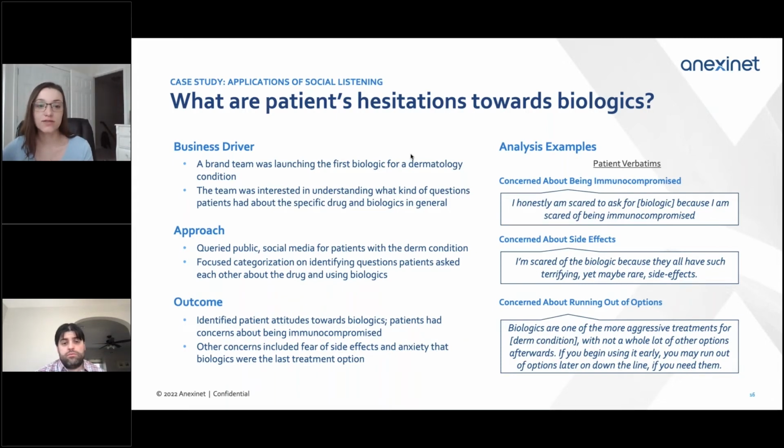So our analysts sorted patient questions into several categories about biologics, treatment administration, side effects, and treatment access. We found that the top themes generated by patients themselves were primarily about becoming immunocompromised as a result of biologic use. Additionally, there were concerns about side effects as well as potential treatment options after using biologics, particularly if the biologics failed. As a result of this analysis, our client realized the need for more comprehensive education about biologics, both for patients as well as their providers.